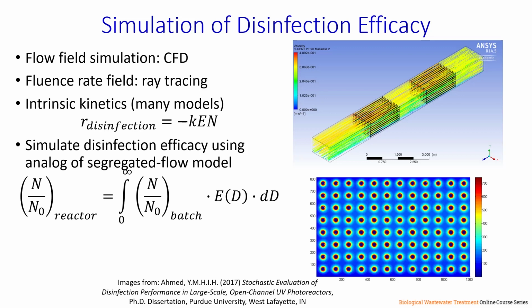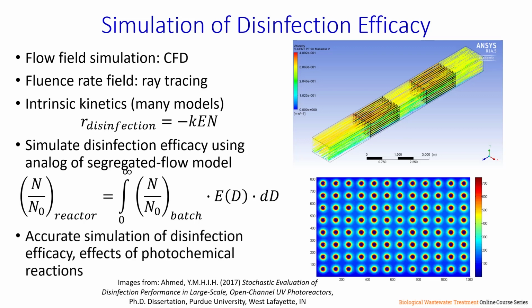In this segregated flow model, which is illustrated here, the function over on the right, E of d dd, represents the dose distribution function. And the function indicated in the parenthetical entry of the integrand, N over N0 batch, describes the intrinsic kinetics of disinfection. If we have those two pieces of information, the intrinsic kinetics and the dose distribution, again, we can integrate them using this model to provide an accurate prediction of the fraction of microorganisms that are going to be inactivated by the reactor. And that's the ultimate goal of these simulations.